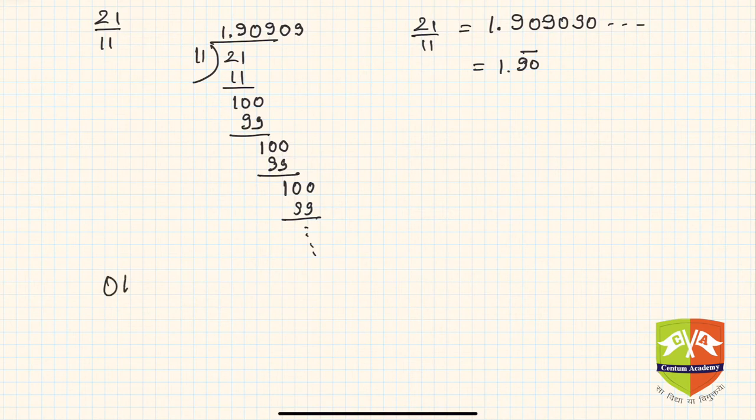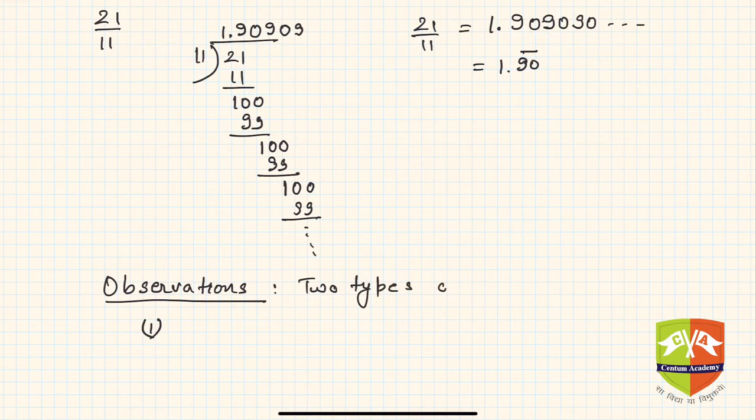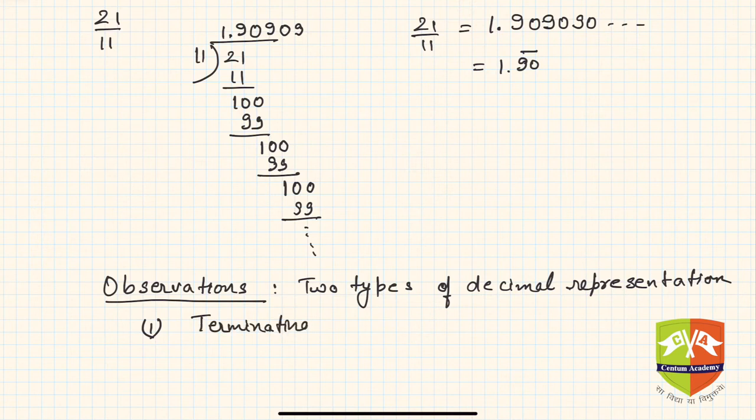So observations are these. There are two types of decimal representation, right? Two types are there. One, if you notice, is called terminating decimal. Terminating, the term is terminating.